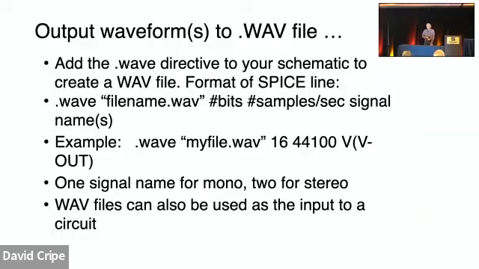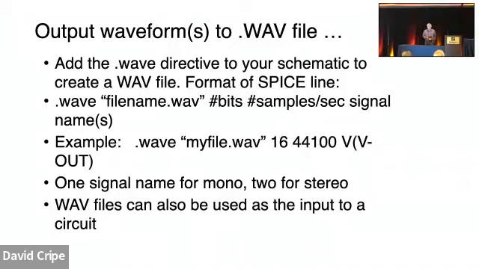You can output waveforms to a wave file, and I think most people know, especially if you've messed with audio or played a CD, that a wave file is an audio file. You add a .wave directive to your schematic to create the wave file. The format is .wave, double quotes, file name .wav, number of bits of resolution, number of samples per second, and the name or names of the signals you want in this file.